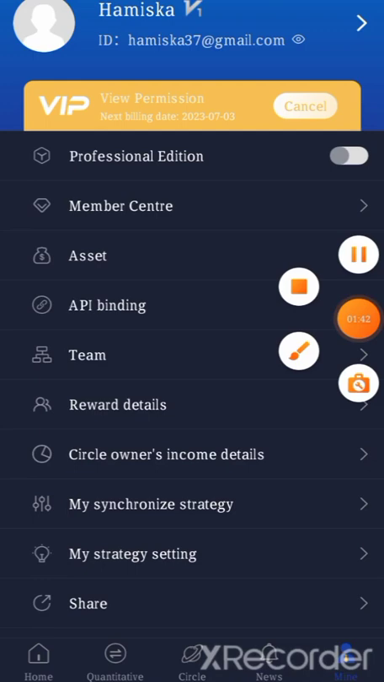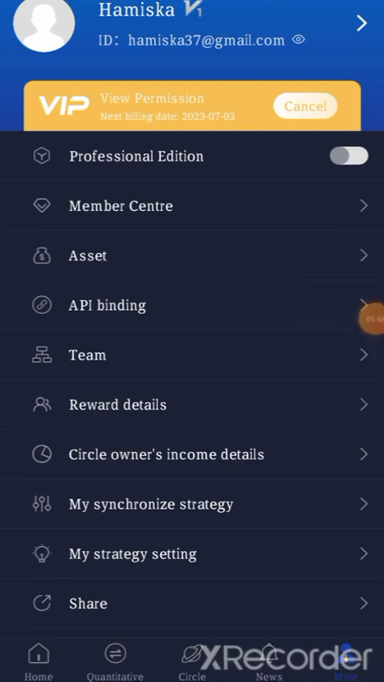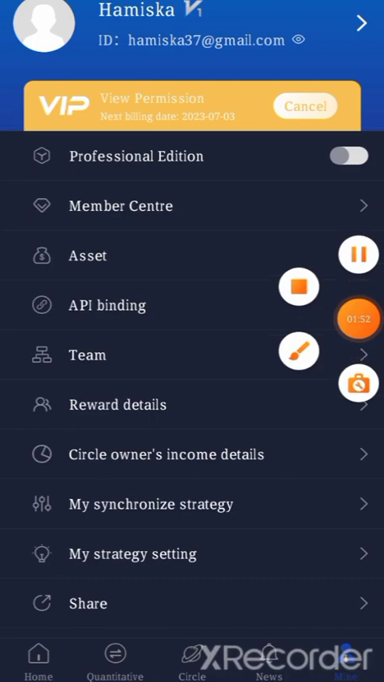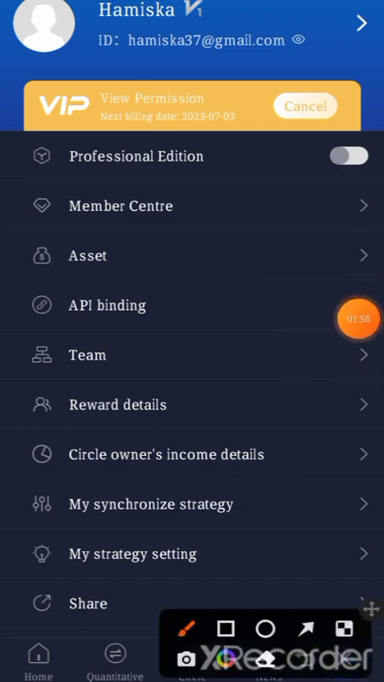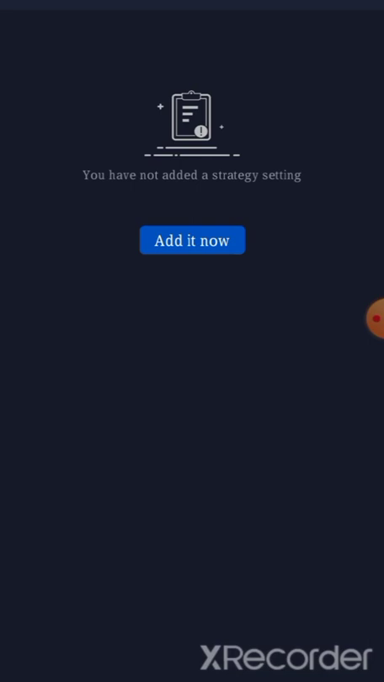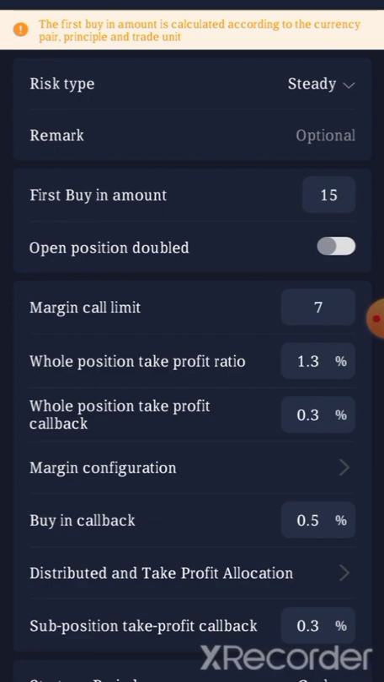Okay, that is what you go for. You go for My Strategy Setting. Sorry, you tap on My Strategy Setting, which is this. When you tap on it, it will take you to an interface that will require you to add the strategy you want to create.